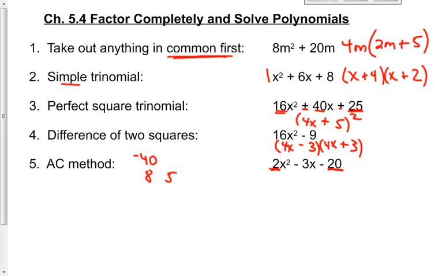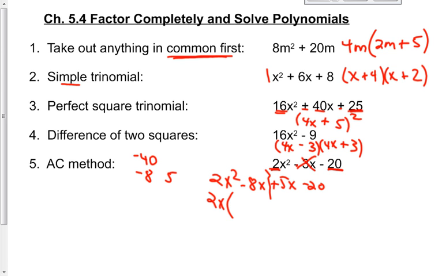Bigger number takes the sign. Sign in the middle is minus. 8 takes the minus sign. So we're going to break this apart. Instead of 3 terms, we're going to use these 2 terms instead. 2x squared - 8x + 5x - 20. So it's cut and paste these 2 in. Cut it in half. Now you can factor by grouping.